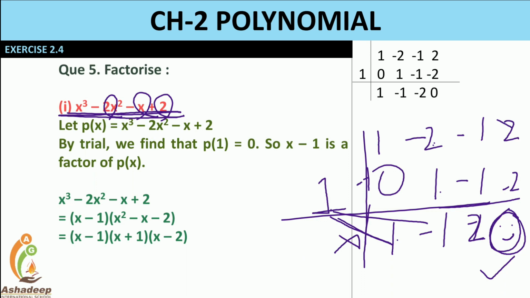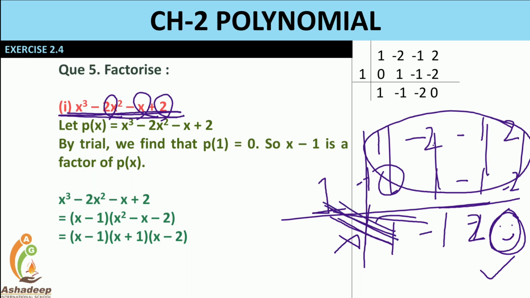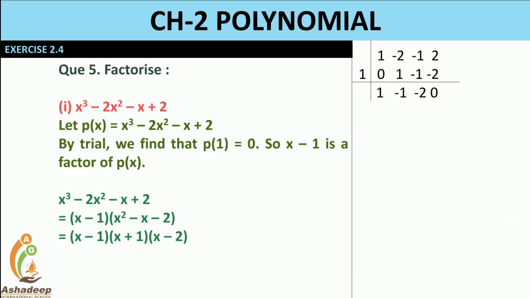Right? So add this vertical line, and multiply the answer with the 1 and put the answer over here. So 1 ones are 1, 1 ones are 1, and 1 twos are 2. 1 plus 0 is 1. Minus 2 plus 1 is minus 1. Minus 1 minus 1 is minus 2. Plus 2 minus 2 is 0.